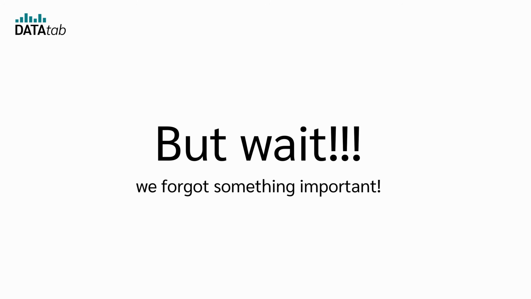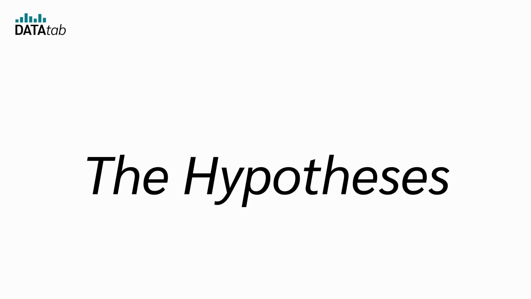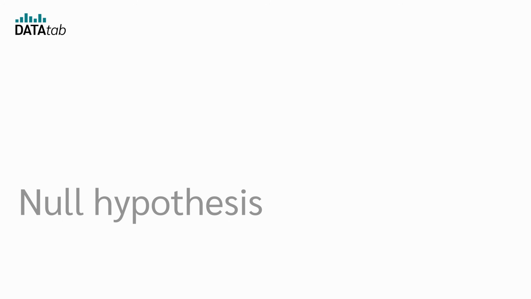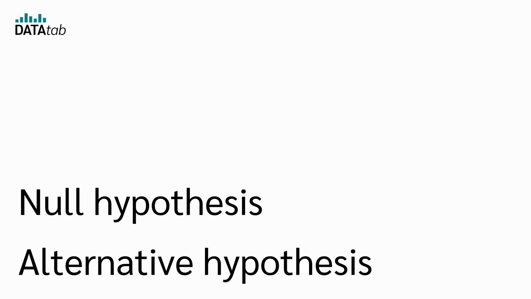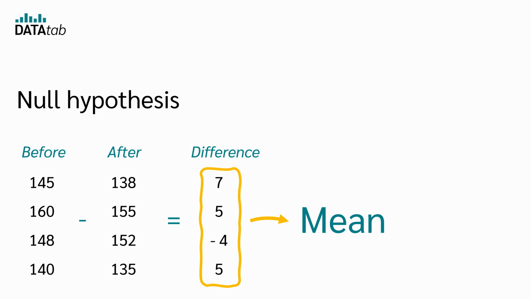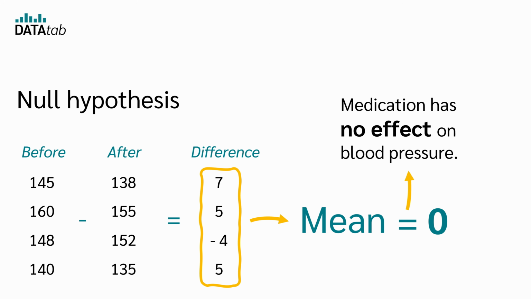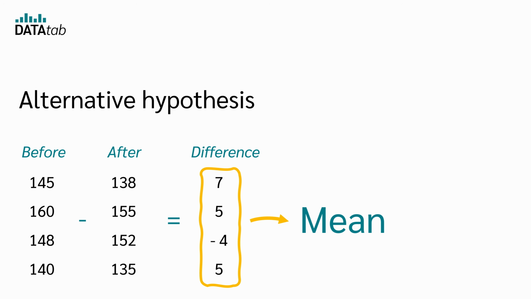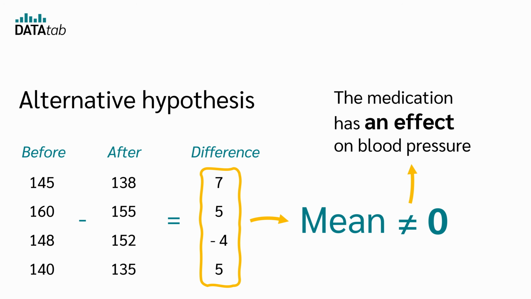But wait, we forgot something important, the hypotheses. So before we continue with the calculations, what is the null hypothesis and the alternative hypothesis in the dependent t-test? The null hypothesis is the mean of the differences is 0, so there is no difference between before and after, and the medication has no significant effect on blood pressure. The alternative hypothesis, on the other hand, is the mean of the differences is not 0, so there is a difference between before and after taking the medication, meaning the medication does have a significant effect on blood pressure.